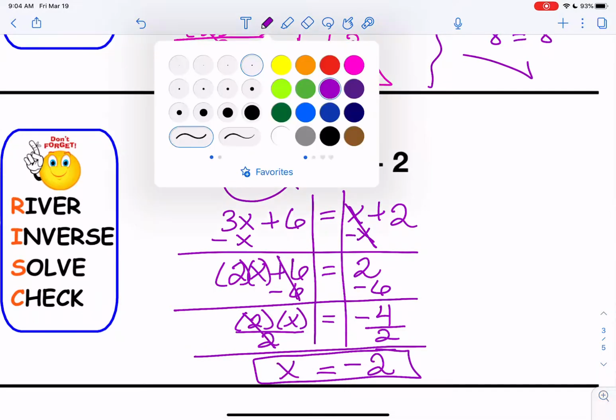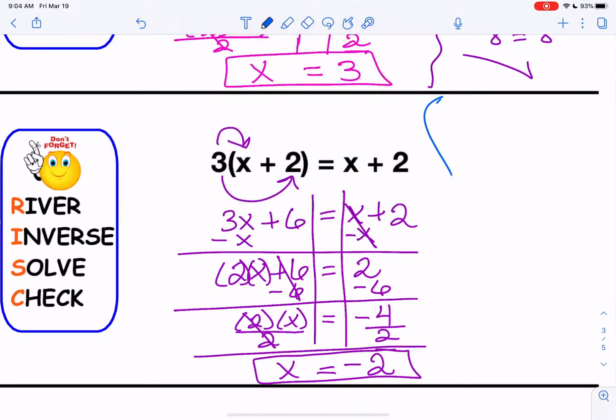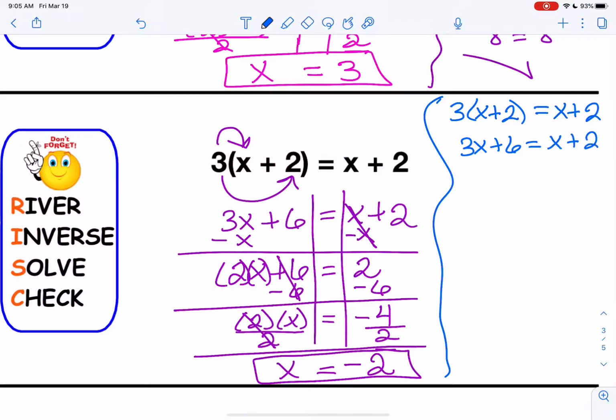Once again, I can check my answer by plugging it into the original equation. But remember, in multi-step, we simplify before we actually solve. So I'm going to take the simplified method. So we had 3 times x plus 2 equals x plus 2. And then we did the distributive property to simplify it, and we got 3x plus 6 equals x plus 2. This is what I'm going to use to plug in my x.